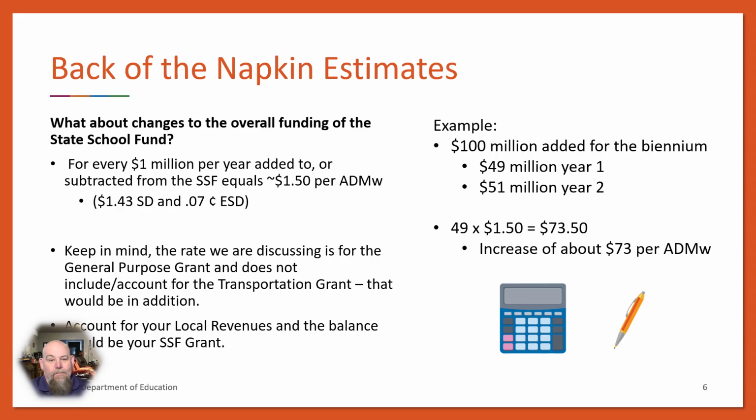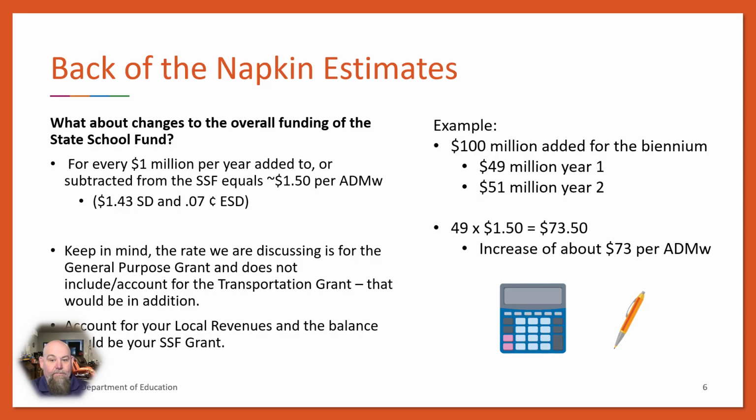So if $1 million represents $1.50 per ADMW and $100 million is added to the state school fund, $49 million would be added in year one and $51 million would be added in year two. So 49 multiplied by $1.50 equals $73.50. So you could say that if $100 million is added to the biennium, the first year would increase your per ADMW rate about $73. Currently the state per ADMW estimate for 25-26 is about $11,162.